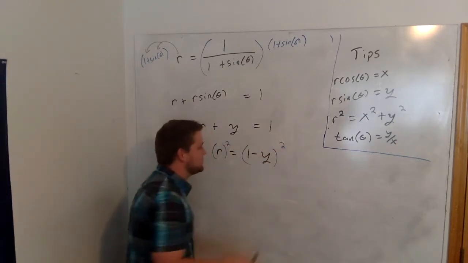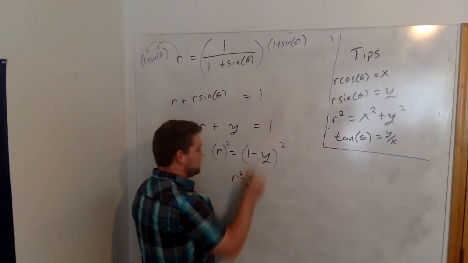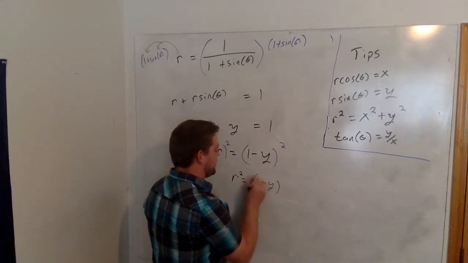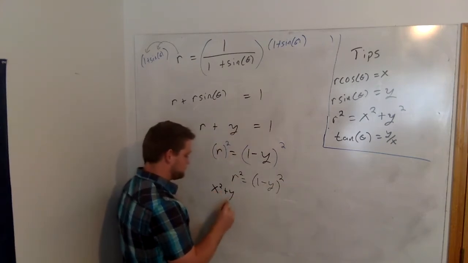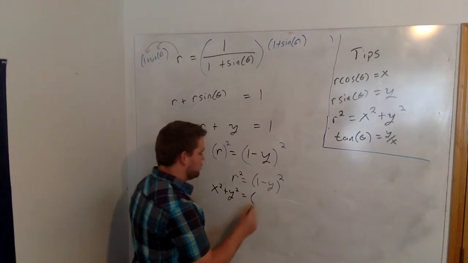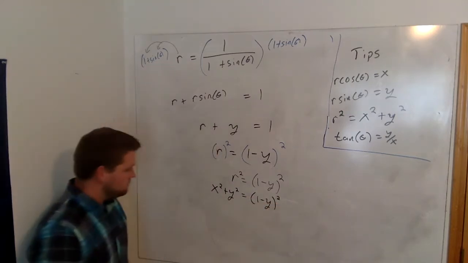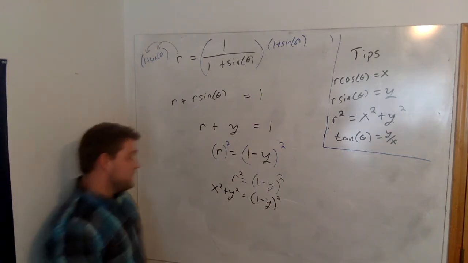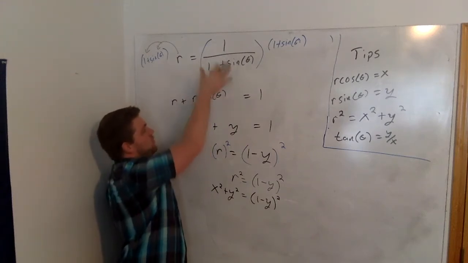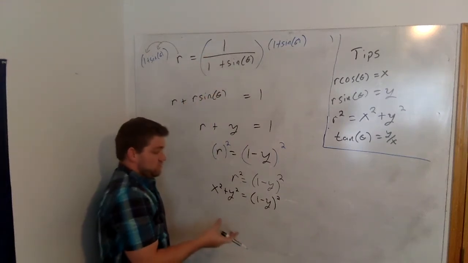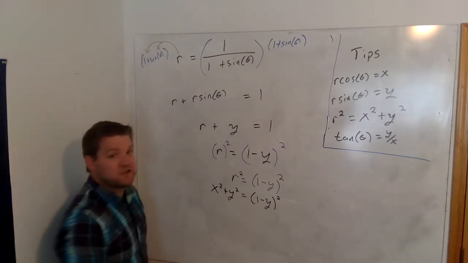both sides. So we'll get r squared is going to be equal to a 1 minus y squared, and now this r squared can turn into an x squared plus y squared will equal to a 1 minus y quantity squared. Okay, so in a sense, we're finished. We've written this polar equation in terms of rectangular coordinates. So this is a rectangular equation since there's only y's and x's.